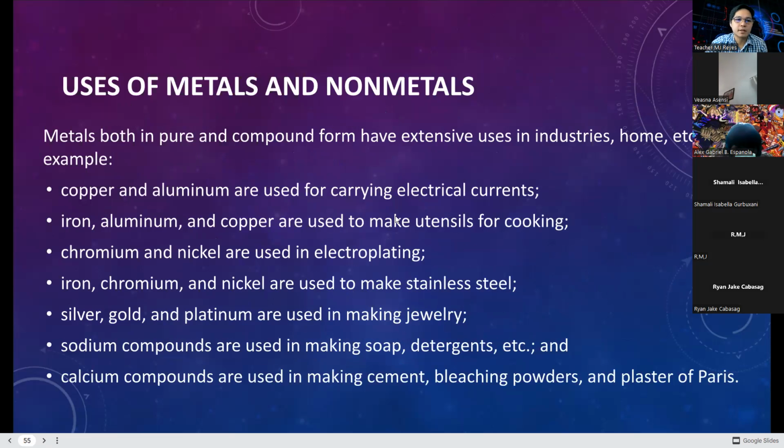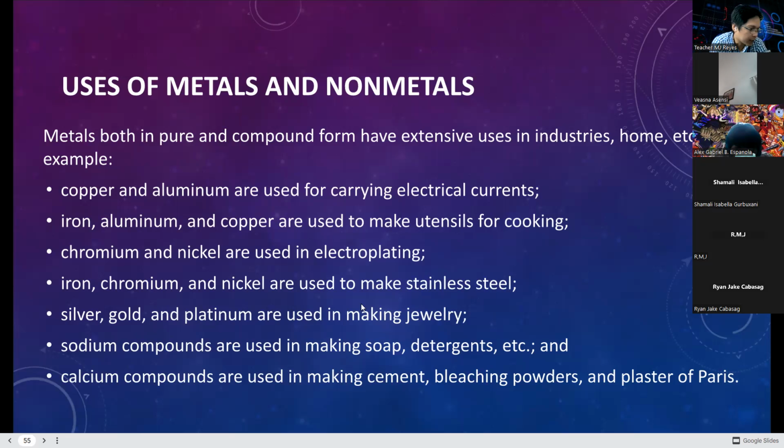Uses of metals and non-metals. Let's take a look at their actual uses. Copper and aluminum are used for carrying electrical currents. Your wires at home are actually copper and aluminum. Iron, aluminum, and copper are used to make utensils for cooking, just like your pan. It is actually iron, aluminum, or copper. Chromium and nickel are actually used for electroplating.